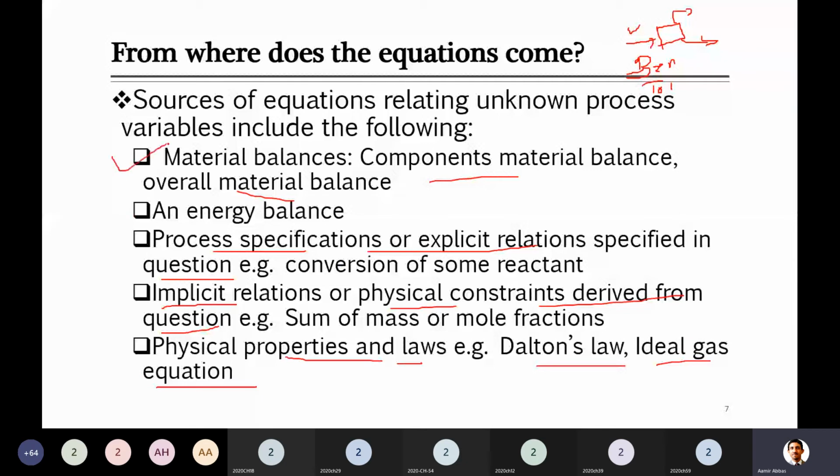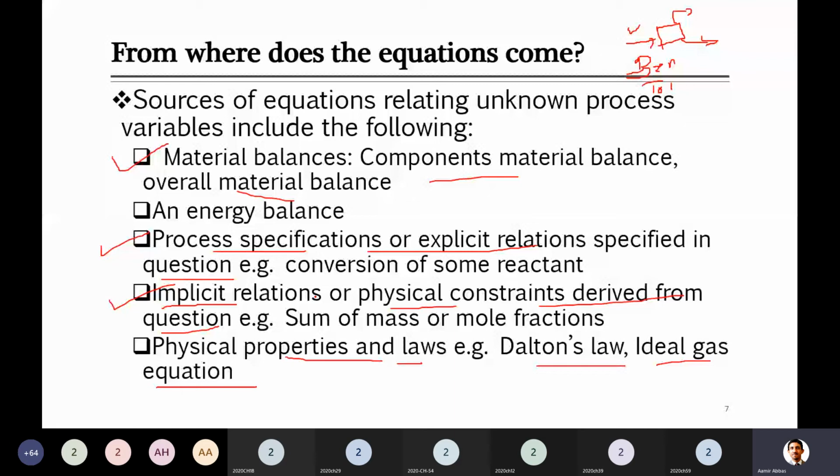Most of the time, when you solve simple material balance problems, you will involve this. First, you will be writing material balance equations, based either on overall balance or on components. As well, maybe you will be writing equations based on implicit as well as explicit relations. Some information is given in the question, or sometimes you can derive the equation while you read the question carefully.